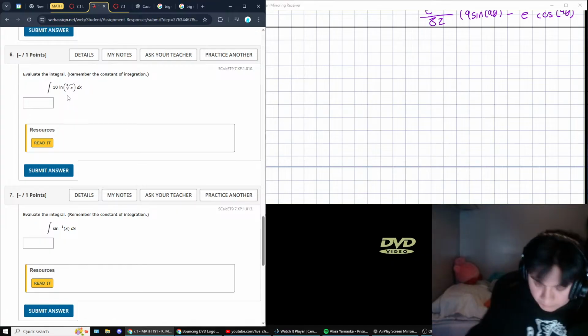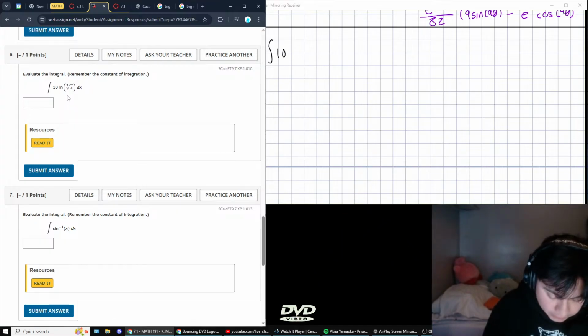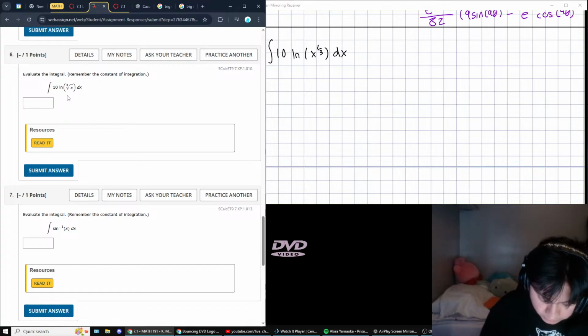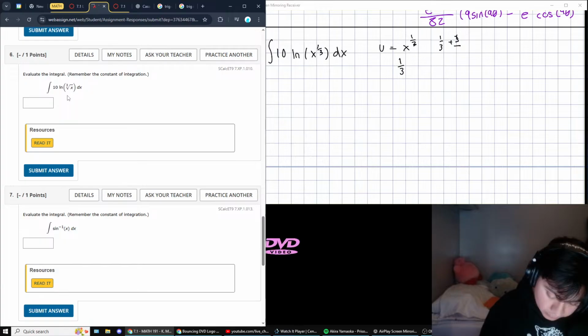Okay, so I'm gonna do this. 10 ln of x to the 1/3 dx. So I'm gonna make u equal x to the 1/3, 1/3 plus 1, 3 over 3 equals 4 over, minus, actually.